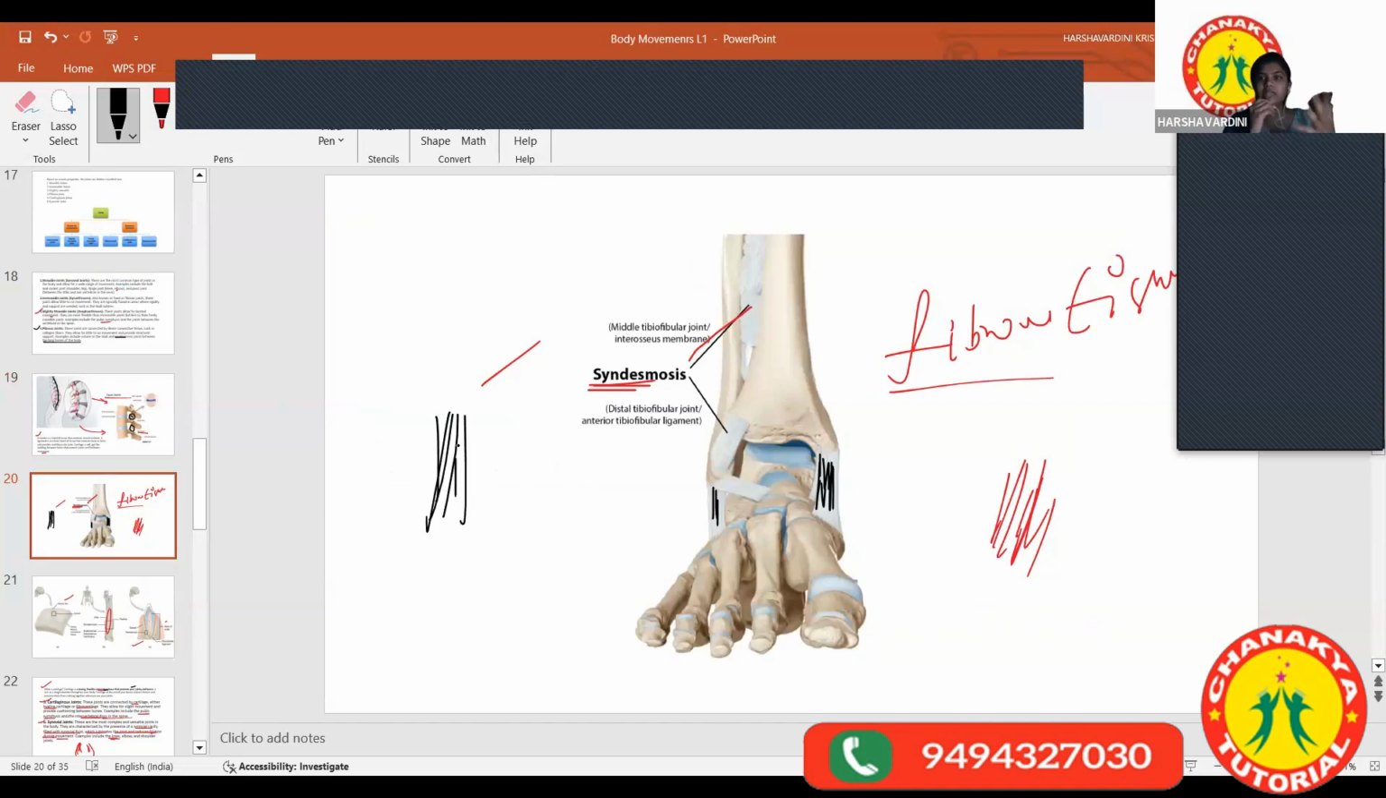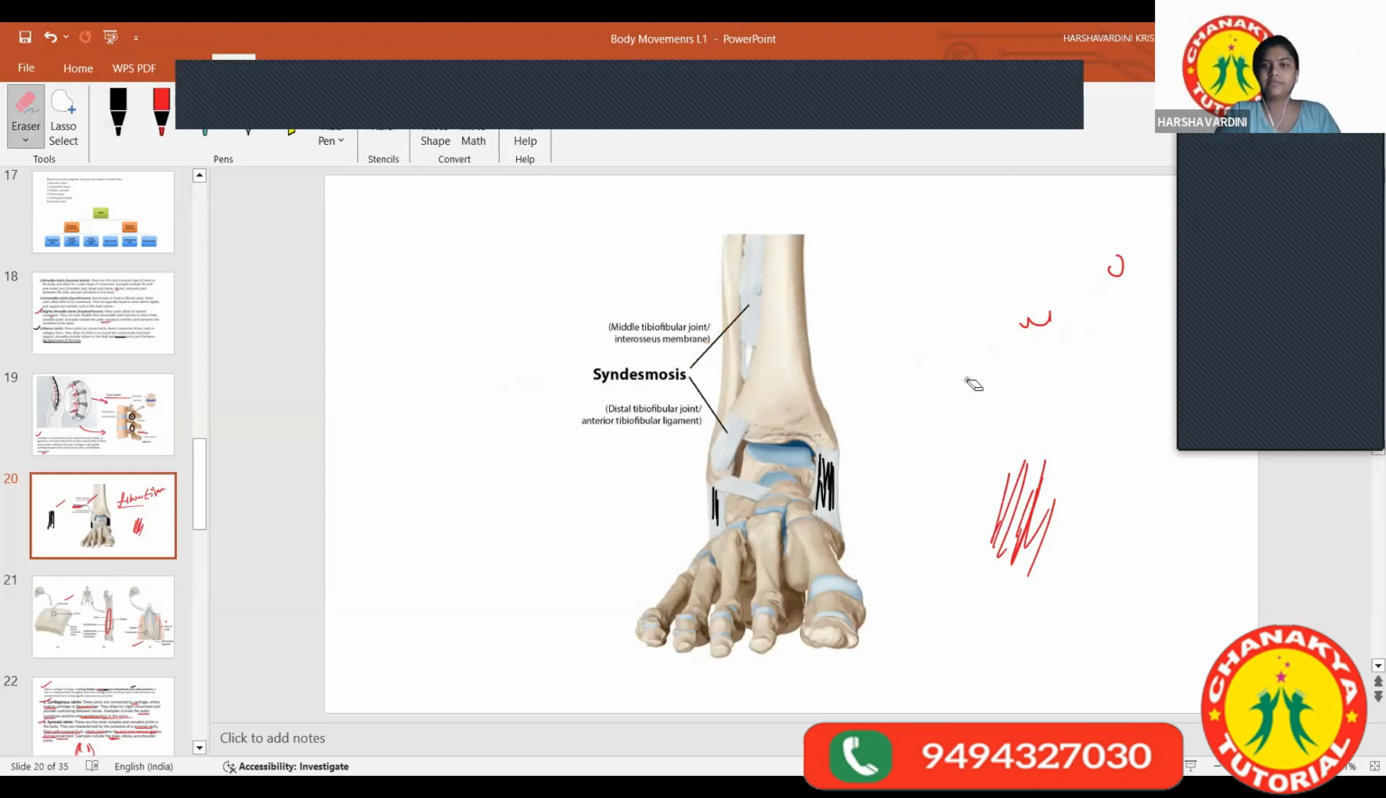Wherever you see a thread-like structure, you can just close your eyes and say they are fibrous tissues in our body. Fibrous tissue always forms a thread-like structure. Remember this very important point.